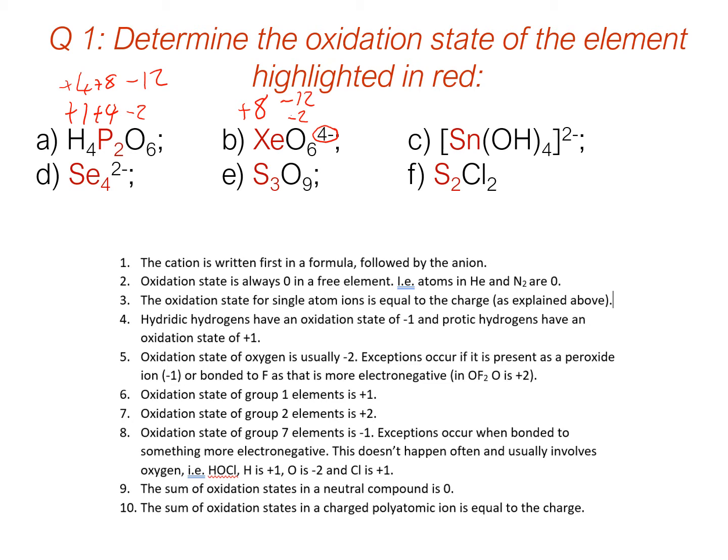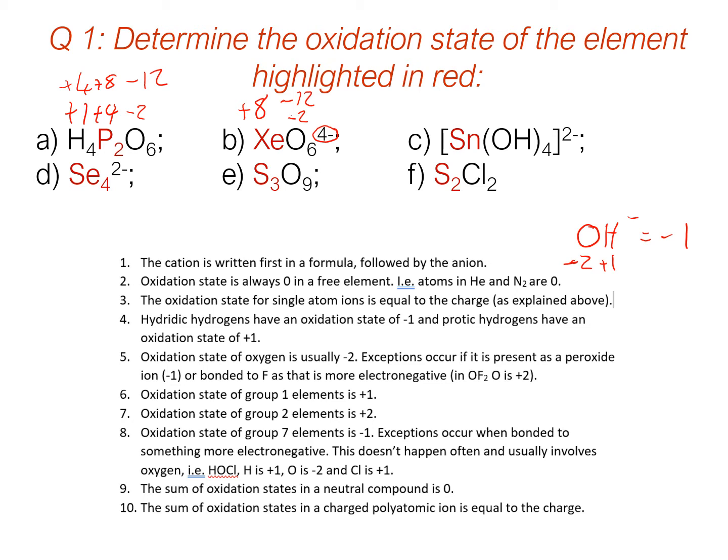We can actually be a bit cheeky with this one, make it a bit easier for ourselves. Because of rule 10, the sum of oxidation states in a charged polyatomic ion is equal to the charge, we don't necessarily have to work out the oxygen and hydrogen separately. Like, we know the hydroxide anion is OH minus, therefore the oxidation state for the whole OH anion is going to be -1. If you want to work out why this is yourself, we can see that oxygen always has the -2 oxidation state, and the hydrogen in this case is protic, so it's +1, and it's got the minus charge.